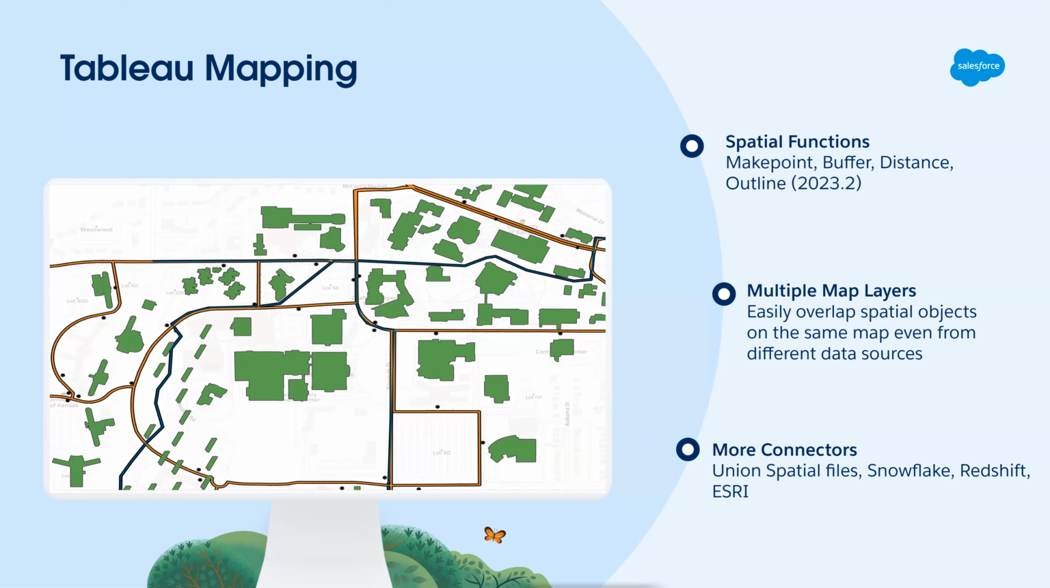Next is multiple map layers, right? So oftentimes you're working with spatial objects. If you look at this map here, this is a college campus. It has a spatial file about building footprints. And then we also layered on bus routes and planned bike projects and bus stops. And so being able to add different geospatial objects and layer them onto a dashboard is something that's much easier to do than in previous versions of Tableau.